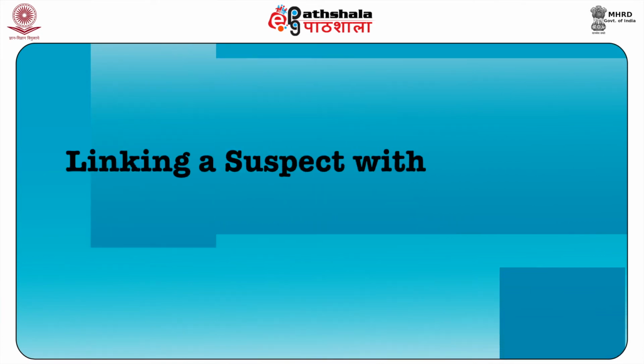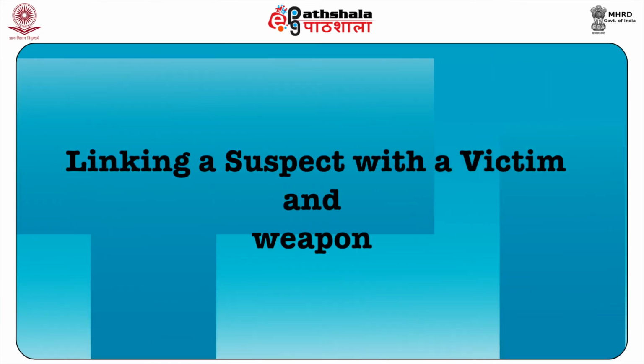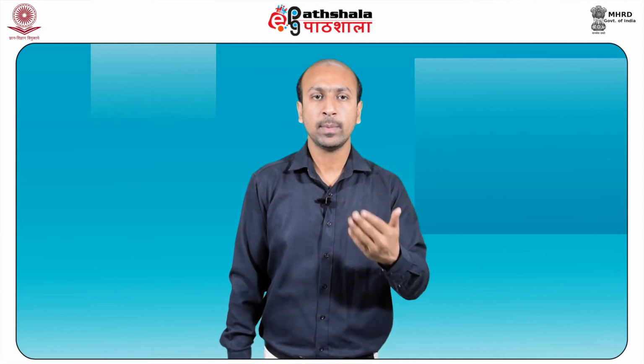Now, linking a suspect with a victim and weapon. Linking a suspect with a victim and a weapon of offense is one of the most common and important tasks, particularly in violent cases. This can be established by collecting and comparing the physical evidence from the crime scene. Bloodstains, hair, blood present on a glass piece, clothing, fibers, cosmetics and other such evidence may be transferred from a victim to a perpetrator.